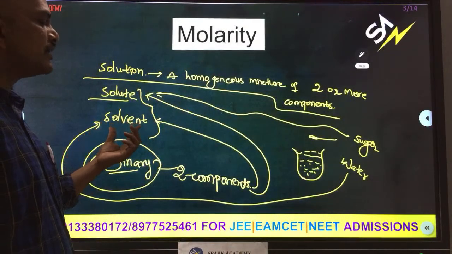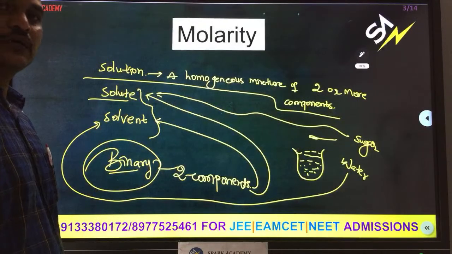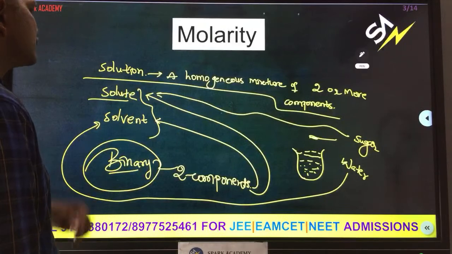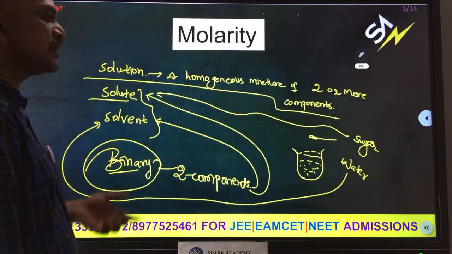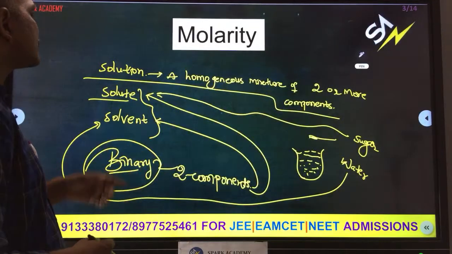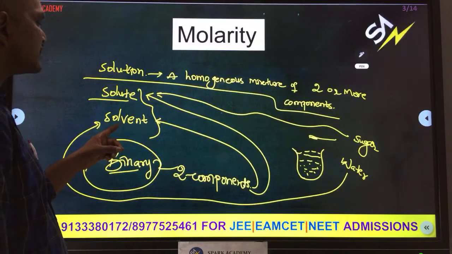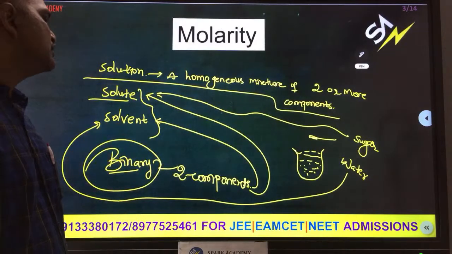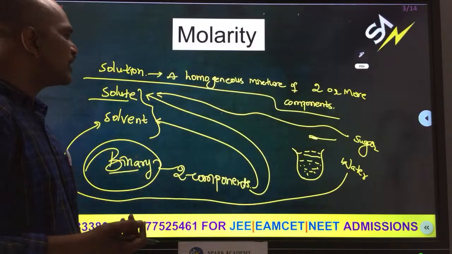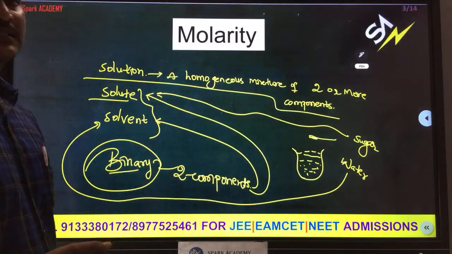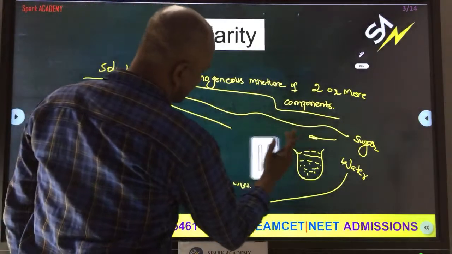So solvent means it will be more in quantity in the solution, in the mixture. In what we dissolve the solute, that is the solvent. What is to be dissolved in the solvent, that is the solute. In one word, lesser quantity is solute, more quantity is solvent. So it is about the solute and the solvent.